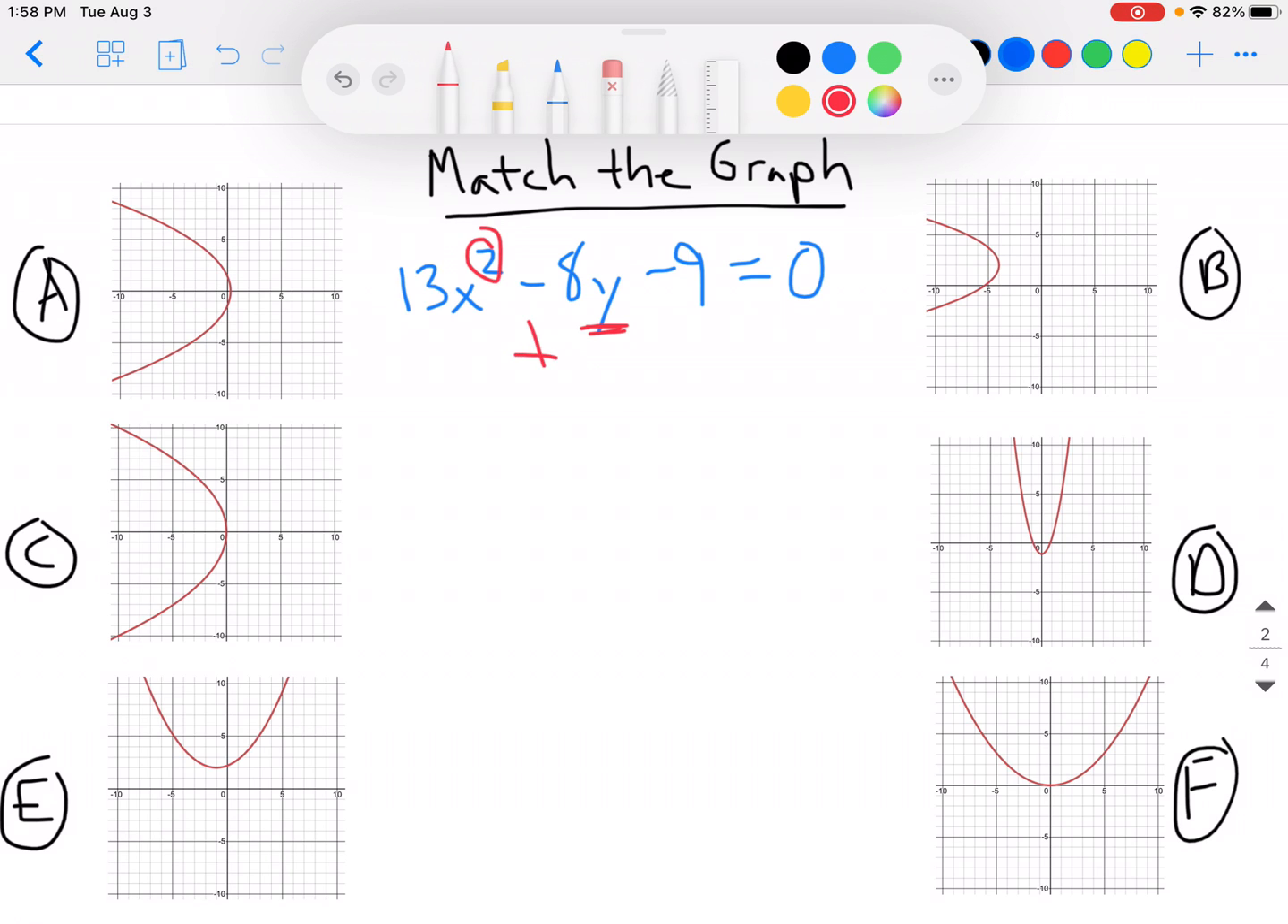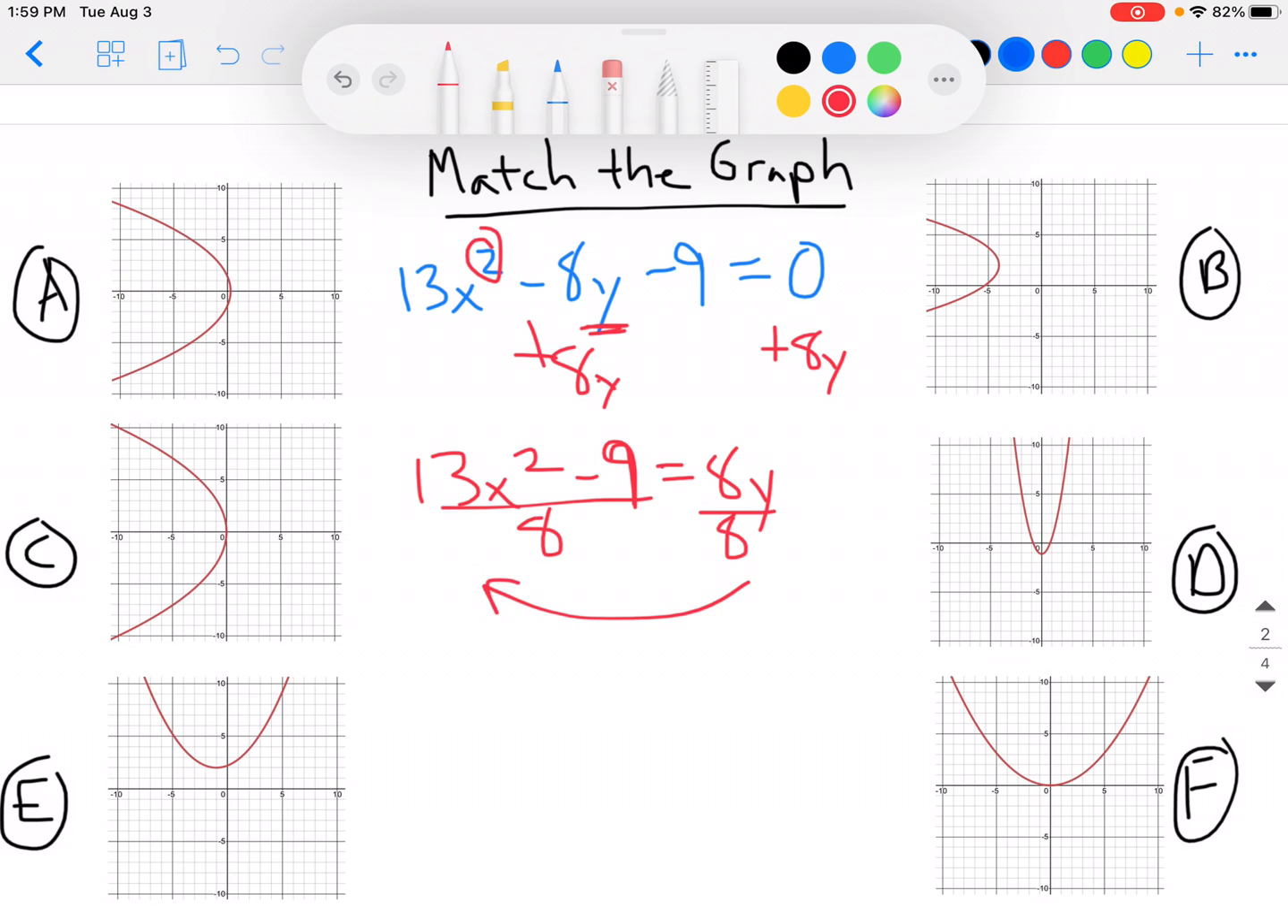So I'm going to start off by adding 8y to both sides. Then I'll have 13x squared minus 9 is equal to 8y. I'll divide both sides by 8, and I'm also going to do a flip-flop, so I'm just going to write this stuff over here, that stuff over there. So I'm going to have y is equal to 13x squared over 8 minus 9 over 8.